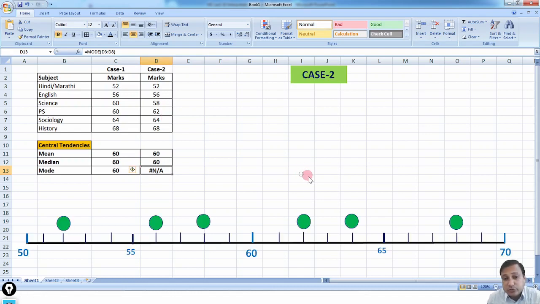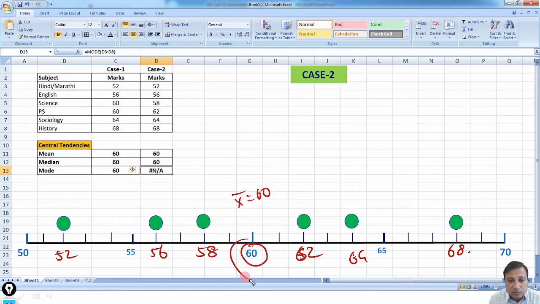How is the distribution? You can see here in case 2, here is 52, here is 56, here is 58, here is 62, 64, 68. What is my mean here? 60. My mean is 60. What is my median? Median is 60. And here you can see that this 60 is not there in this data. Still, I got the mean.